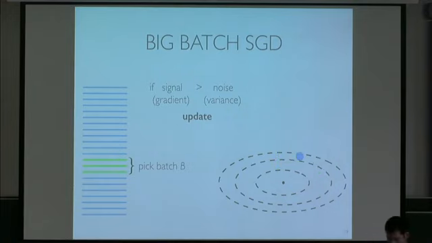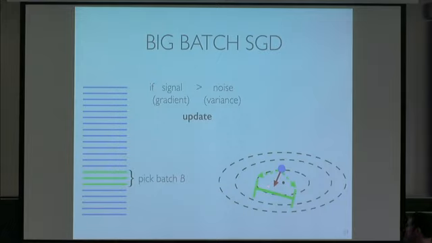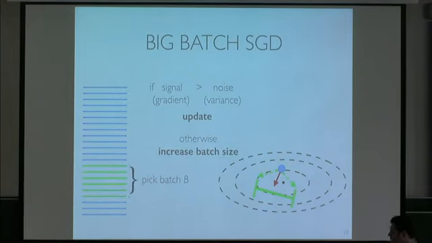So we resample the batch, and we keep updating until we find that the variance in our gradients is bigger than the signal. So the norm of the variance is bigger than the norm of the mean. In this case, we find that the noise is greater than the signal. In that case, what we can do is increase the batch size. So we're going to increase from a batch size of 3 to a batch size of 6.